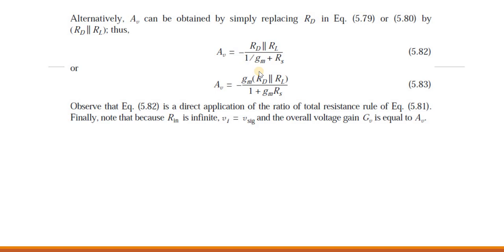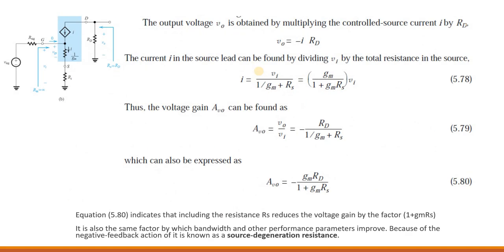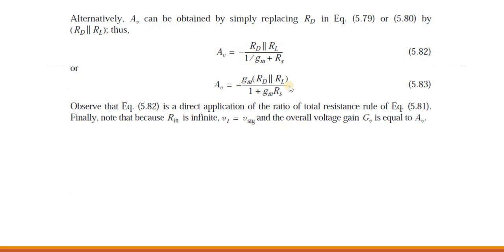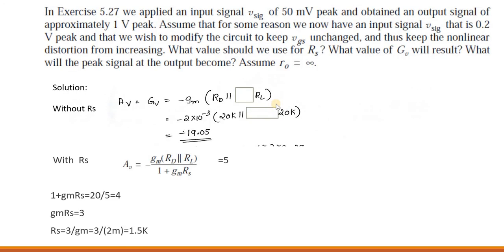So Rin is infinite. Open circuit voltage gain is minus GM RD divided by 1 plus GM into RS. Then the output resistance is RD and the overall voltage gain is minus GM RD parallel to RL divided by 1 plus GM into RS.